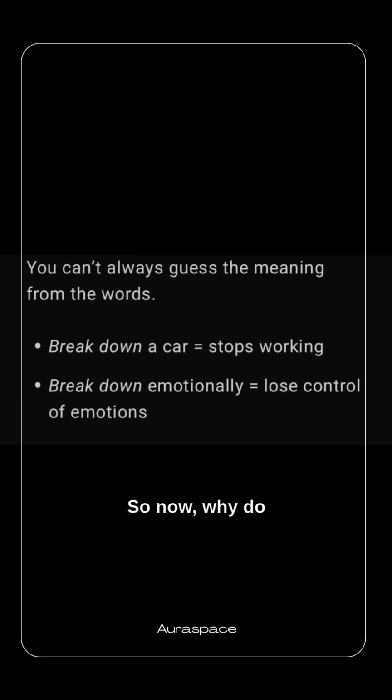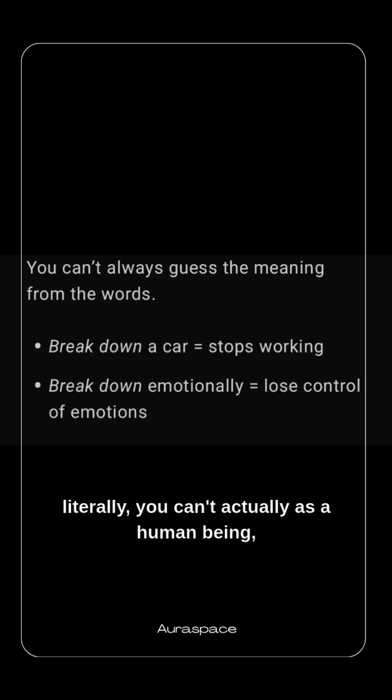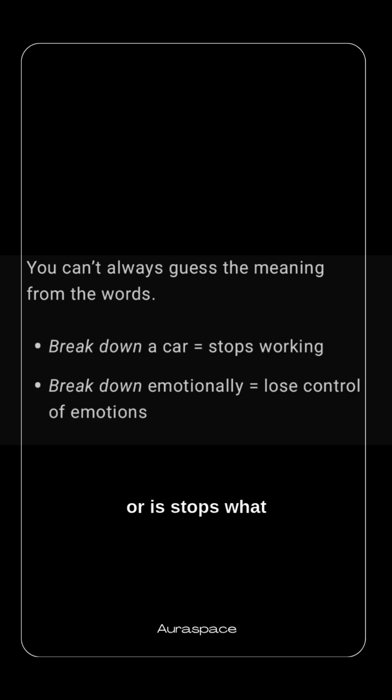So now, why do phrasal verbs matter? It's because you can't always guess the meaning from the separate words. For example, break down a car. Literally, you can't take a physical car and break it up like any brittle object, right? They just can't break up like that. So the figurative meaning is that it stops working. So that is the simple meaning.